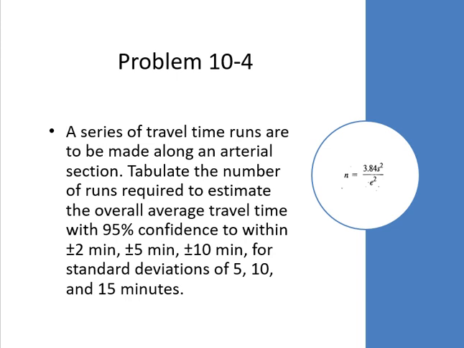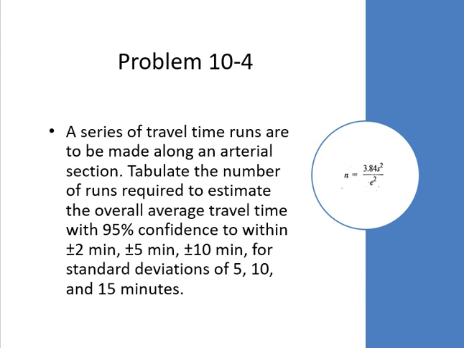In this example, they are saying that a series of travel time runs are to be made. A run means one observation of travel time. So how many runs means how many observations. They are asking us to calculate the sample size. The equation for sample size which we studied for spot speed studies is this one.